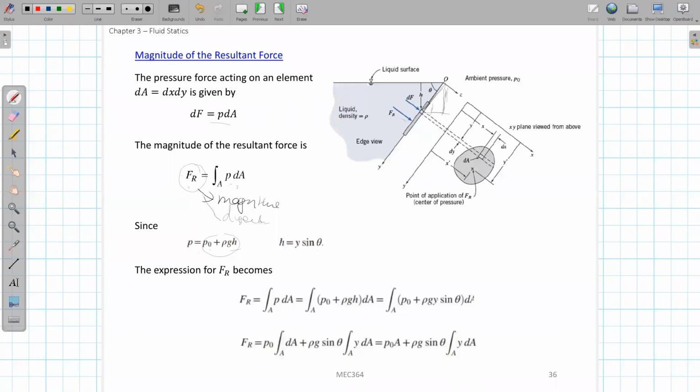So you bring these two into the resultant force and you can get this correlation here. Let me write it here, and also write h as y sin theta. Because p0 is constant, you can take this term out. Also rho g is constant and sin theta is constant, so you can take rho g sin theta out. Your final result will be just p0 times A plus rho g sin theta times the integration of y dA. What does this integration give you? Is anyone familiar with this one from your statics class?